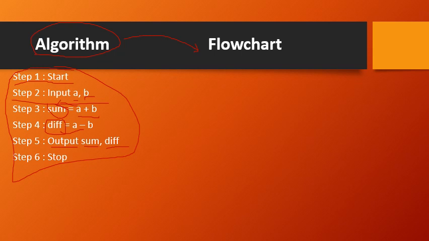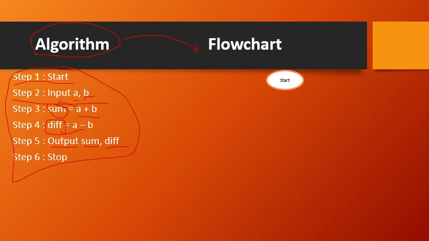For input and output, it is a parallelogram. Then for the calculations, it is a rectangle. Okay, now as step number 1, that is a start, I should have an oval. Within the oval I can write the text as start.